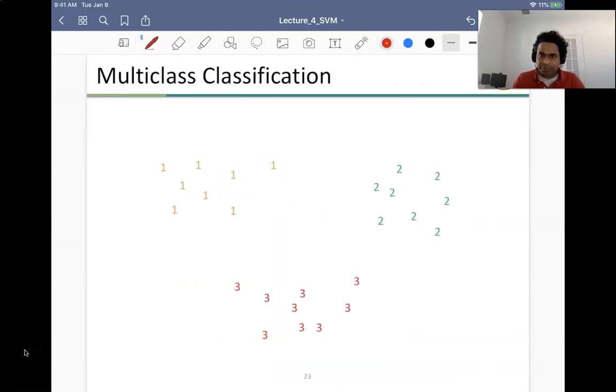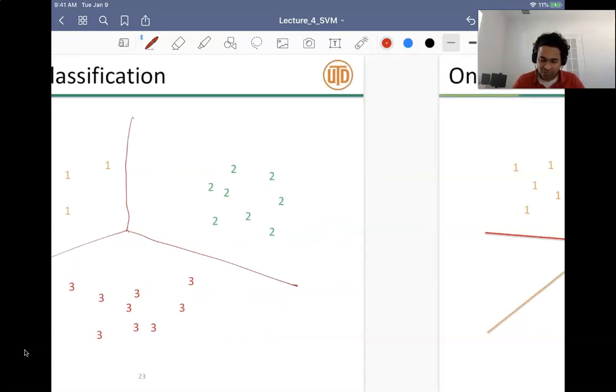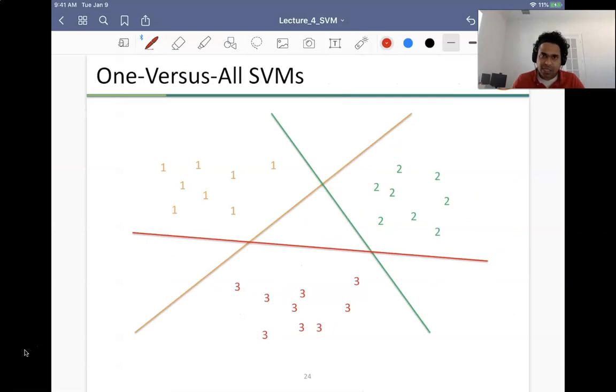Now we'll focus on multi-class classification. I have my ones, my twos, and my threes, and I want to fit separating hyperplanes which look something like this. There are multiple ways of doing this, and we'll see all of them. One approach is one versus all SVMs, which is, I think, the most intuitive.